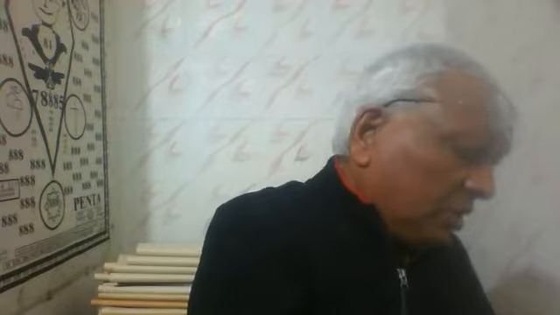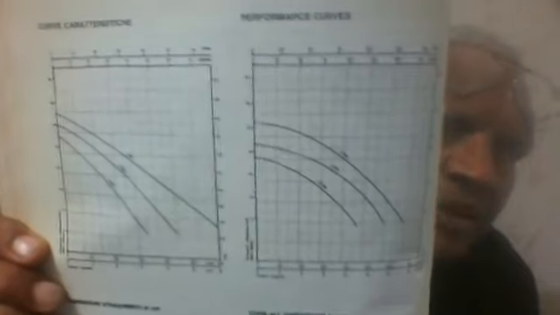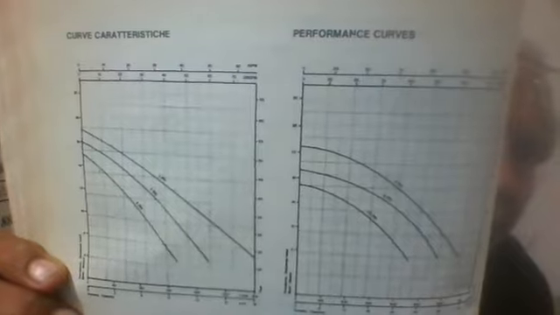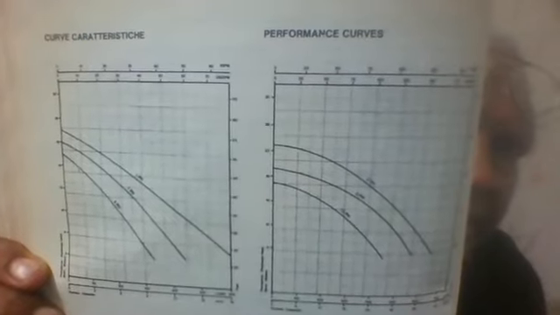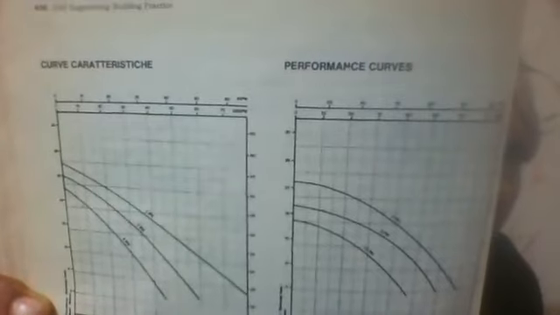Then go here, the performance curves. These are characteristic curves, and in their language, performance curves. So these curves are here, and I'll let you know what it says. Well, it's a very small font here. Well, no problem, you can see that yourself.